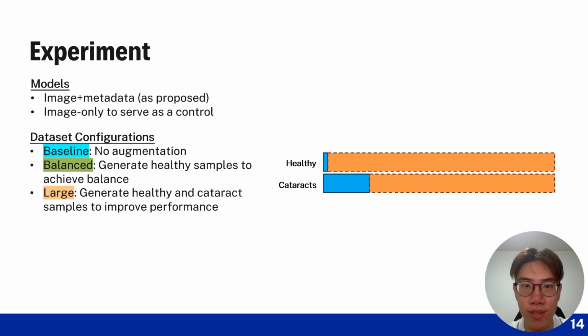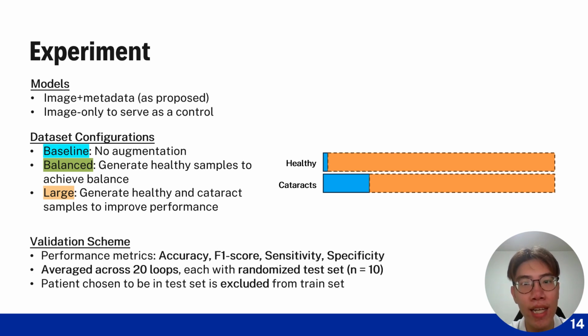To validate the models, the mean accuracy, F1 score, sensitivity, and specificity are calculated across 20 independent loops, each with a randomized test set. An important point to note is that any patient chosen in the test set will be excluded from the train set to prevent data leakage.